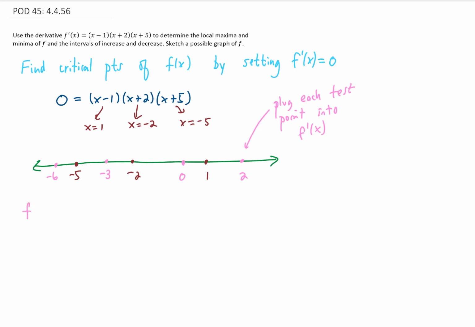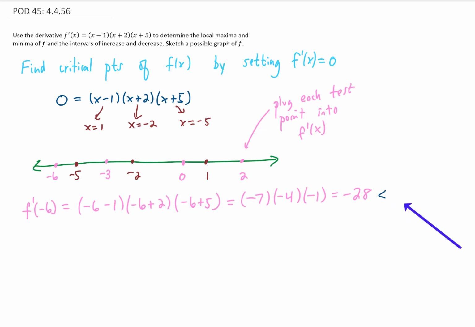Let's start by plugging in our test point of x equals negative 6 into our first derivative. Doing that gives us negative 7 times negative 4 times negative 1. Now the answer is negative 28, and what's important about that is whether it's positive or negative. In this case, our first derivative is negative at the point x equals negative 6, so that means that our function is decreasing on the entire interval from negative infinity to negative 5. Now for the rest of these test points, I'm going to kind of just speed through the work.